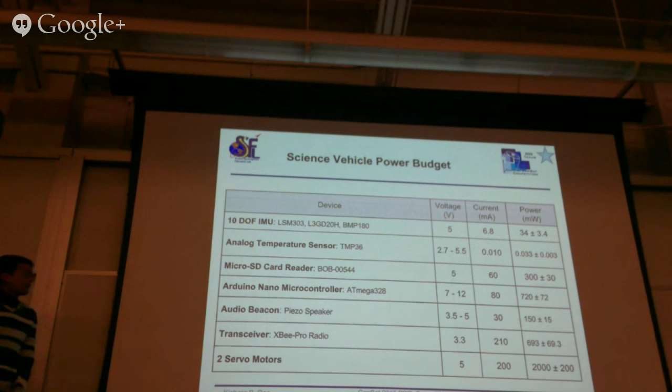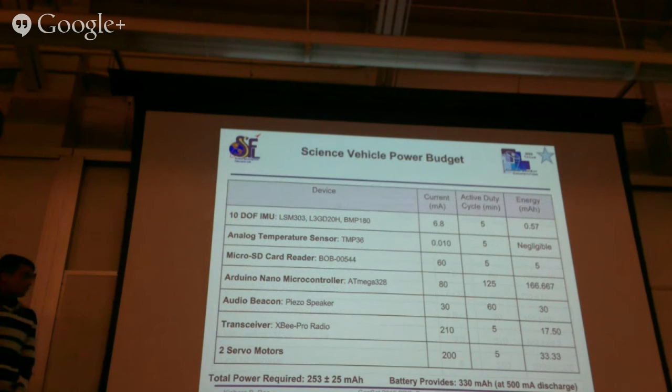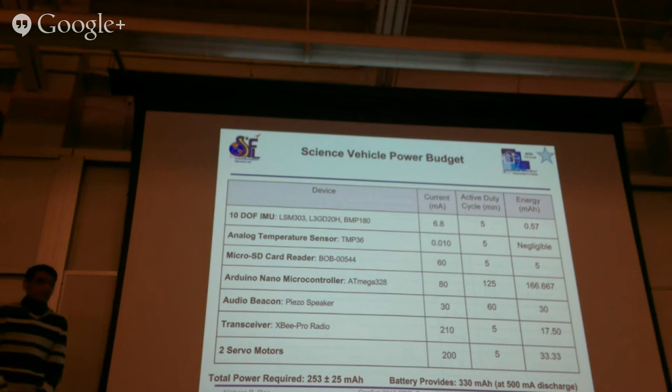So here's the power budget, and this will show in milliwatts the power that each individual electric component will need. And here you can see the energy, and basically the total power required here is 253 milliamp hours, and there's a 10% insulation built in. And the battery that we chose at a 500 milliamp discharge will have 430 milliamp hours of power, which is more than the discharge of the 500 milliamp.